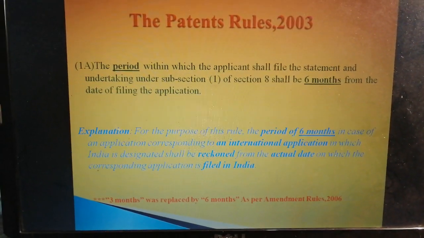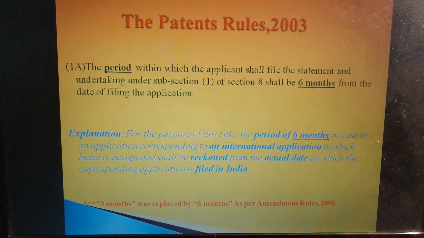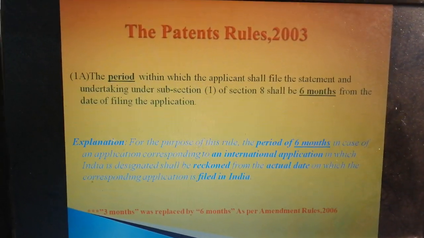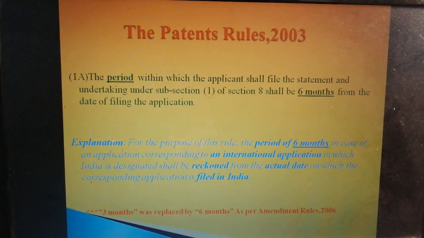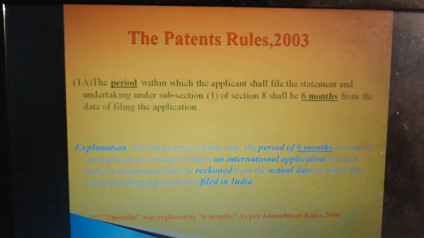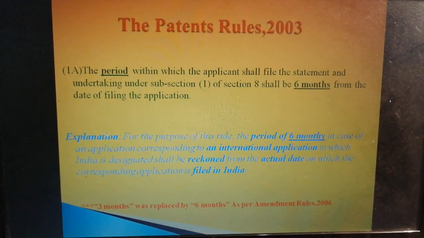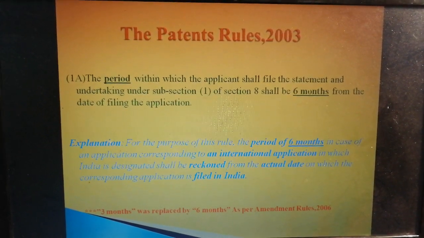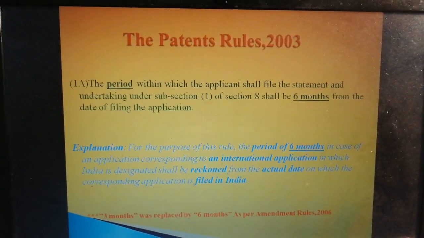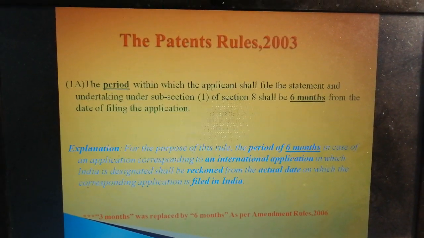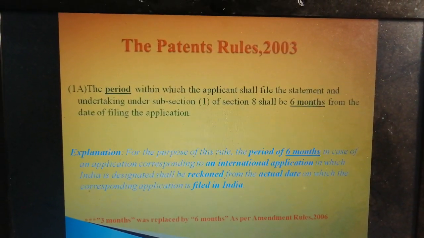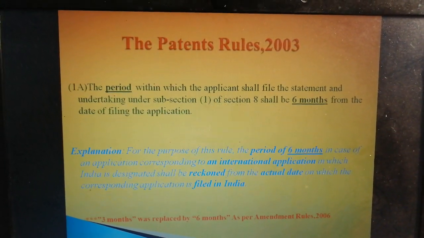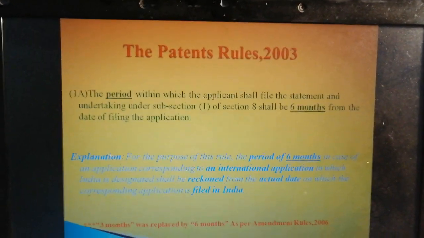Here I have written, friends, at the bottom of my slide that 3 months was replaced by 6 months as per Amendment Rules 2006. That means before this amendment, this time period was 3 months. Explanation is, for the purpose of this rule, the period of 6 months in case of an application corresponding to an international application in which India is designated shall be reckoned from the actual date on which the corresponding application is filed in India. That means it should be calculated from the actual date on which the corresponding application is filed.